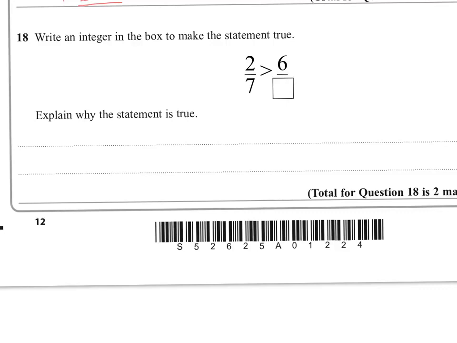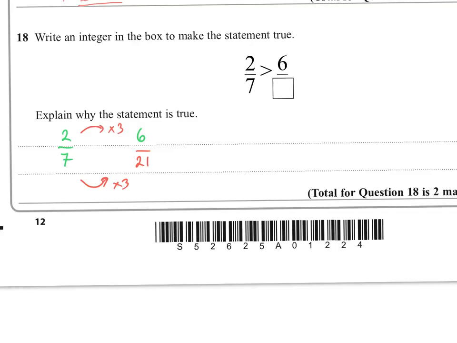Question 18. We've got to write an integer in the box to make the statement true. Well, an integer in this case being a whole number. Now, integers can be positive or negative, but I think the first thing to look at is: is 2/7 the same as something with a numerator of 6? Well, if we multiply the top by 3, we'd have to do the same to the bottom to keep the value the same. And that would mean the bottom part would be 21. So 2/7 is in fact the same value as 6/21.